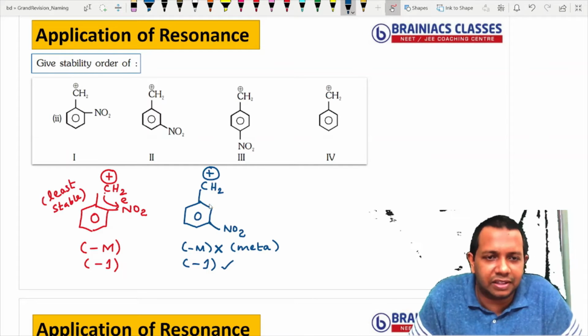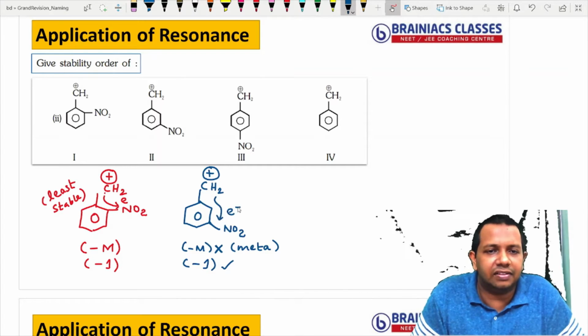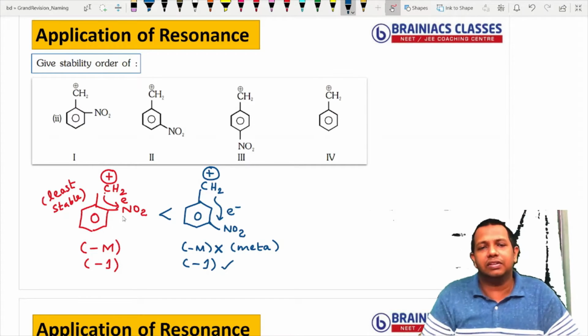But minus I effect is distance dependent, so NO2 is a little bit far away from the positive charge. So I can say it is unstable, but this is anyway more stable than the first one. So I can put it like this: this is more stable than this one.